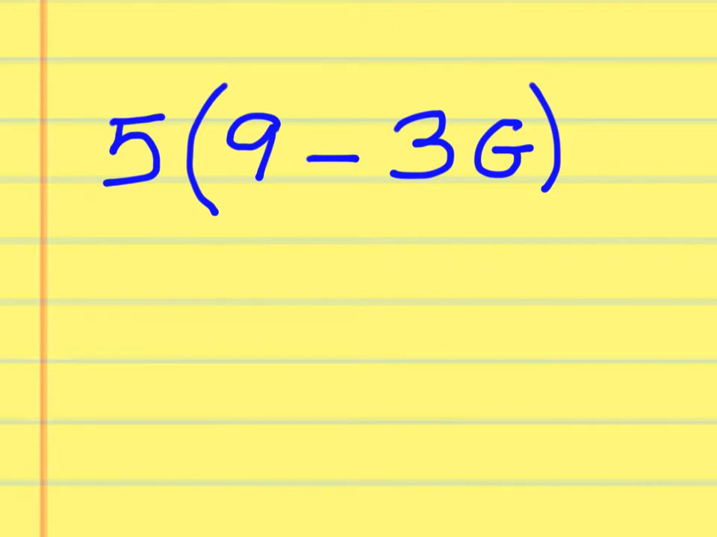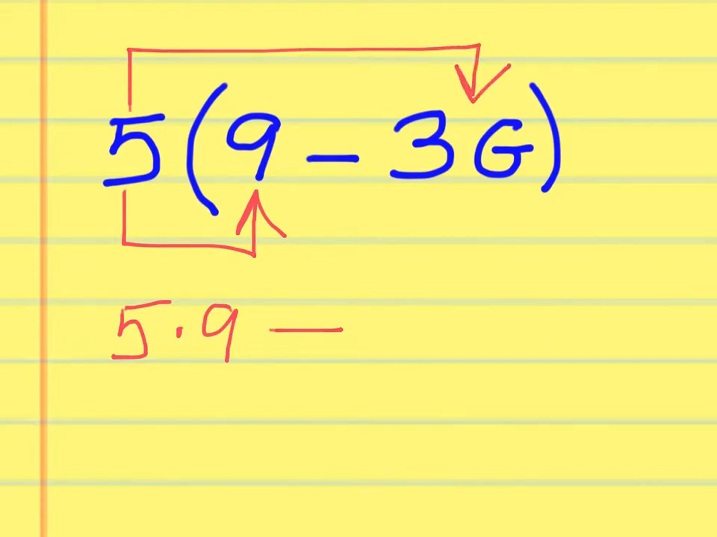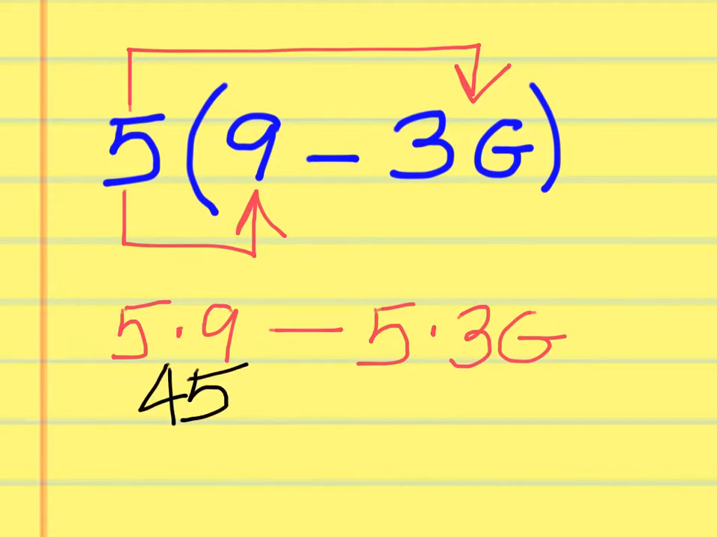Alright, 5 times the quantity of 9 minus 3g. Use the distributive property. Multiply 5 times 9. Keep your sign from the middle, minus. And then multiply 5 times 3g. Now go back and simplify. 5 times 9 is 45. Keep your sign. Now you have 5 times 3g. 15g is right.